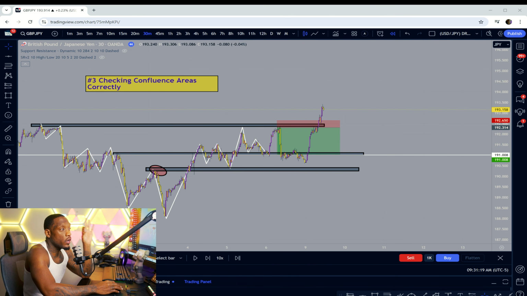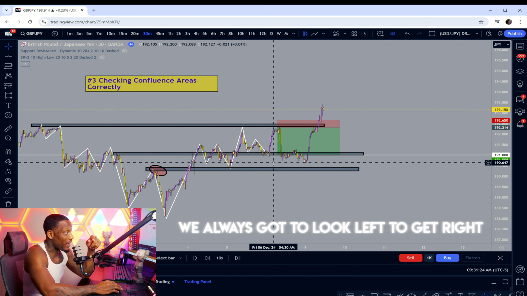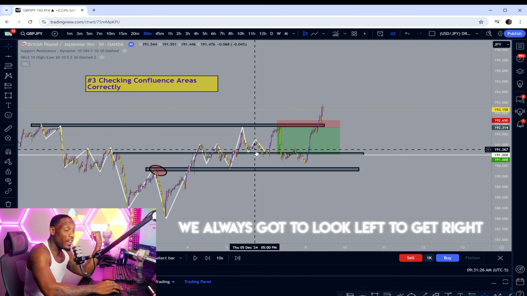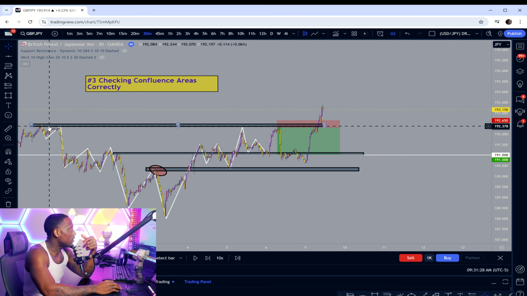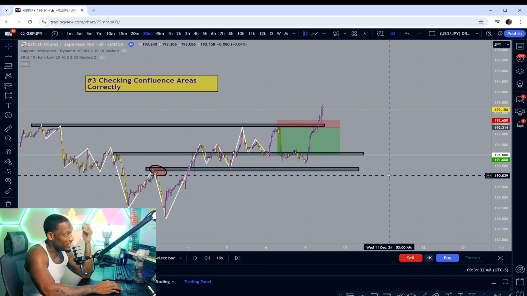And remember this one thing and this one thing only. We always got to look left to get right. Again, we always got to look left to get right. If I wasn't able to mark off these areas to my left, I would have never been able to get right and see the bigger picture.